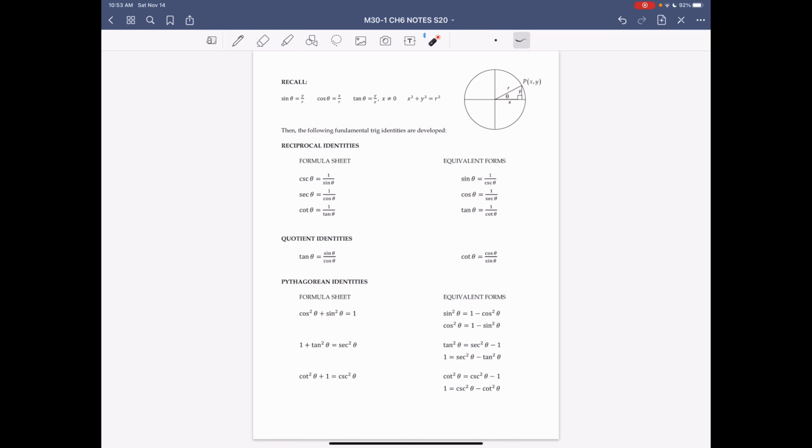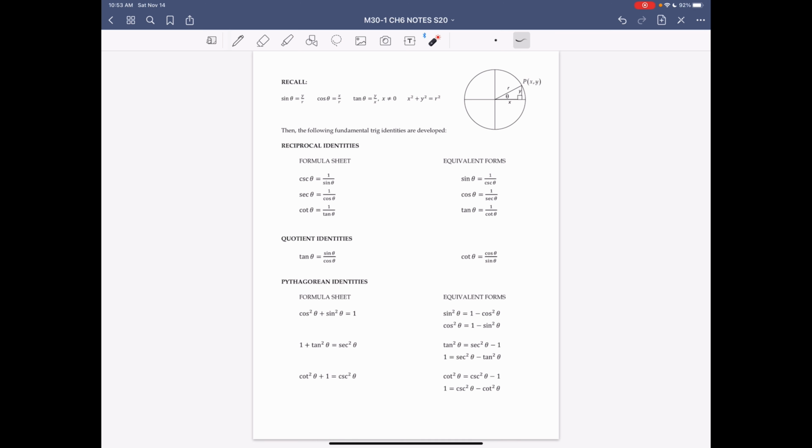From that, we get that sine theta equals opposite over hypotenuse, which in this case is y over r. Cos theta is adjacent over hypotenuse, which in the circle is x over r. And tan theta is opposite over adjacent, which in the circle is y over x, where x cannot equal 0. And then the equation of the circle is x squared plus y squared equals the radius squared. That's just using the Pythagorean theorem. Then the following fundamental trig identities are developed.